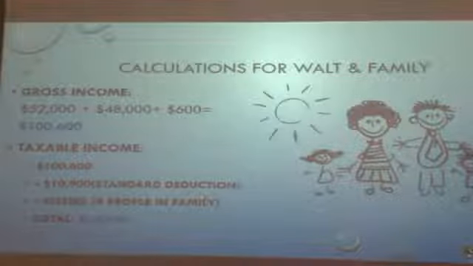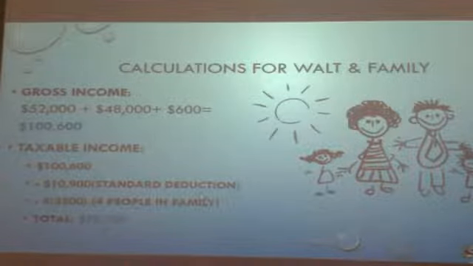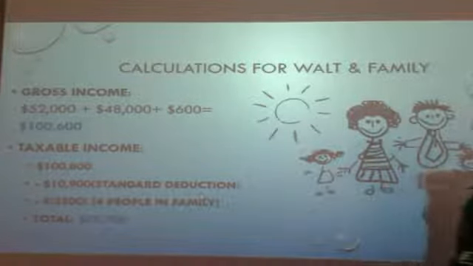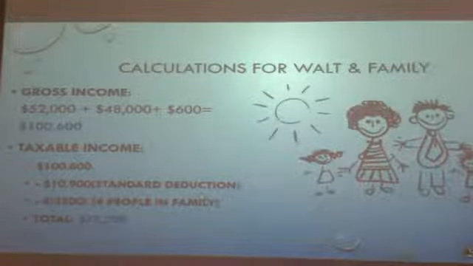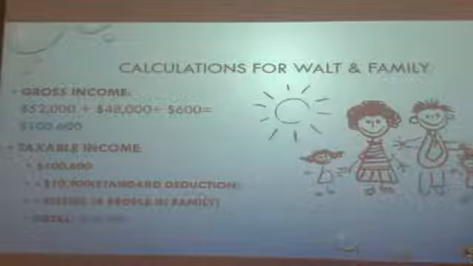If you take that amount and you subtract the standard deduction, which is, let me go back to the table. The standard deduction is here on the bottom of the table. Each person they get to deduct $3,500 for. Let's go back. So they have 4 people in the family. So 4 times $3,500 gives them a taxable income of $75,700.